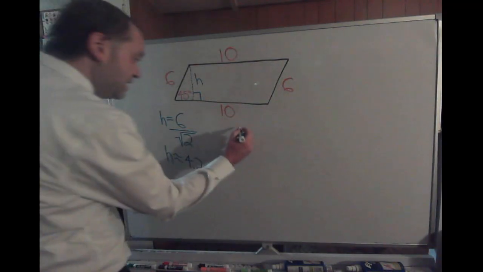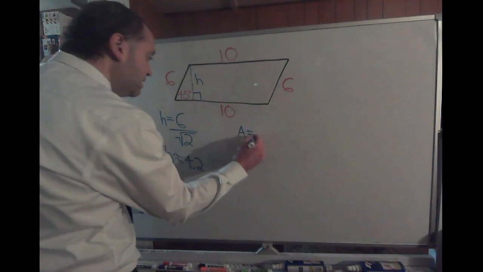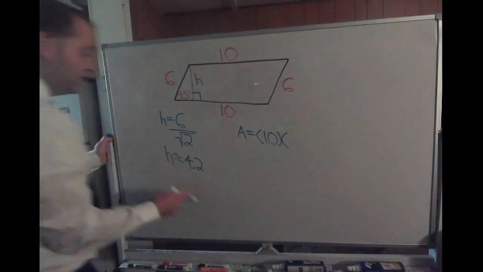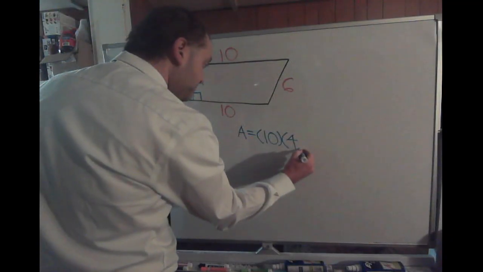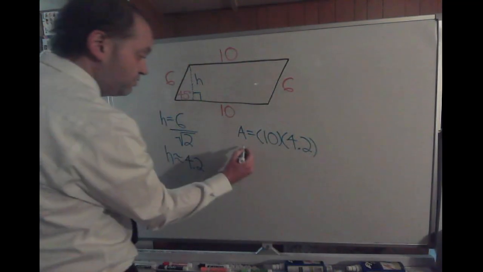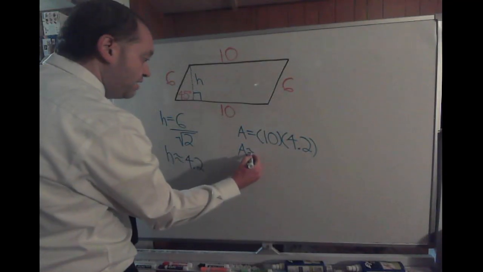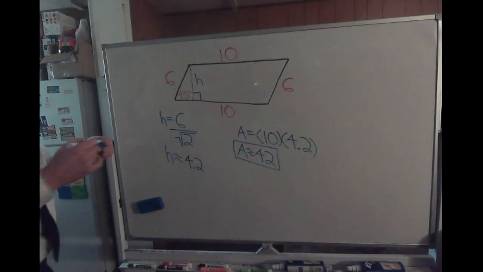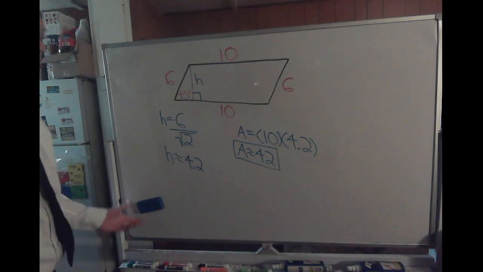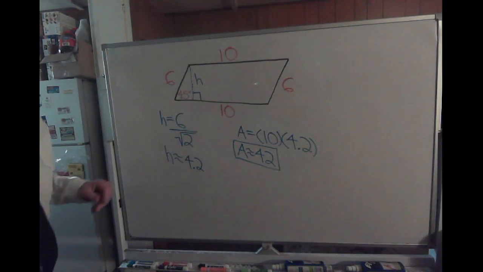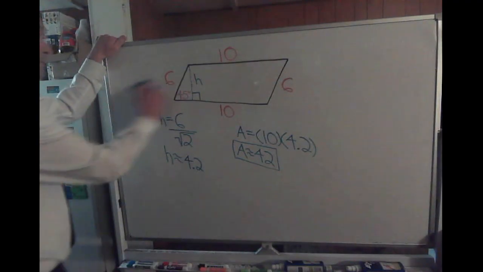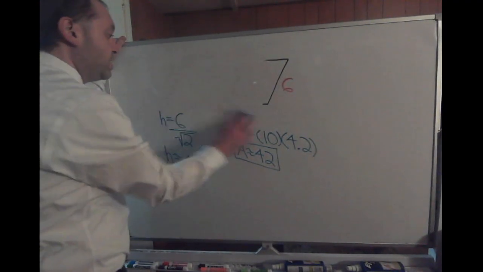Now you can go ahead and find the area of this parallelogram, where you have the length of the base being 10 and the height being 4.2. Which will give you an approximation of about 42 square units for the area of this parallelogram. And I think that's good for parallelograms. Now let's talk about some triangles. We'll deal with triangles next.